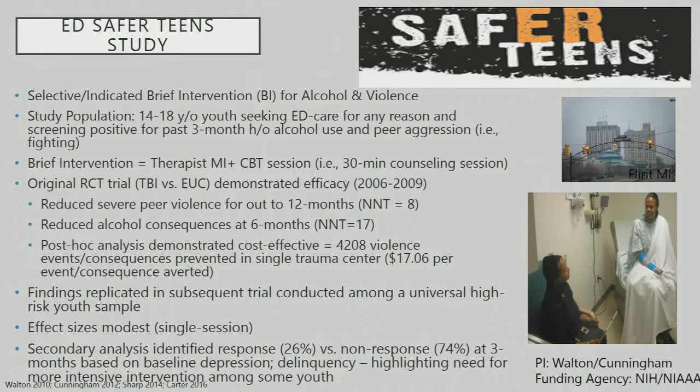And we replicated that within a universal sample. But given the initial modest effect sizes, we went back and took a look at who responded and who didn't respond at the initial 3-month time point and found that those with higher levels of delinquency were the ones most likely to not respond, indicating that maybe we needed a more intensive intervention for that group. And I should just acknowledge that the original PIs of the study were Maureen Walton and Rebecca Cunningham.